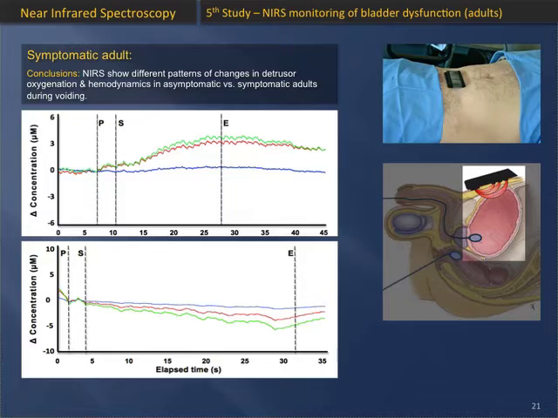We can compare it here. This is a normal pattern and this is a dysfunctional pattern. So that was totally different and detectable.